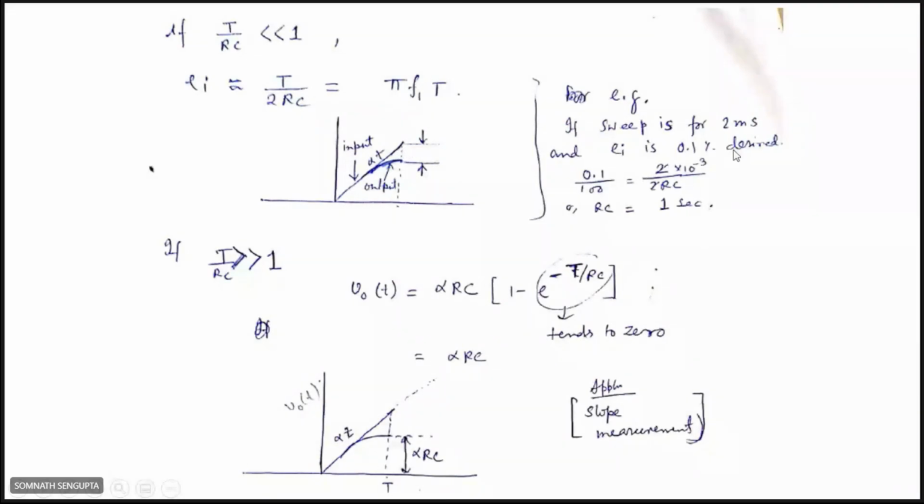So for both conditions, like rc is small and rc is large, the deviation is small in case of rc large, and the deviation is large in case of rc small. So that is the concept, and sometimes it is used for measurement of slope of a sweep circuit.